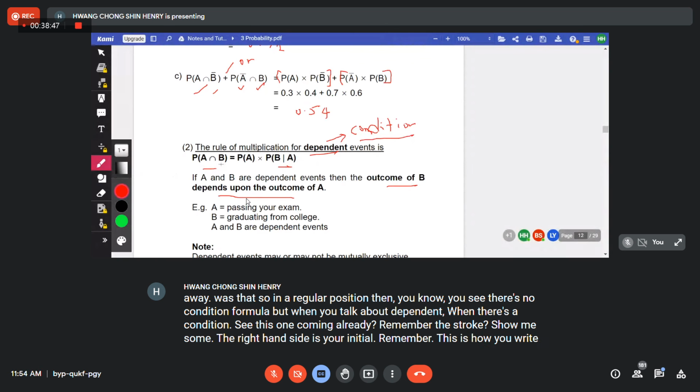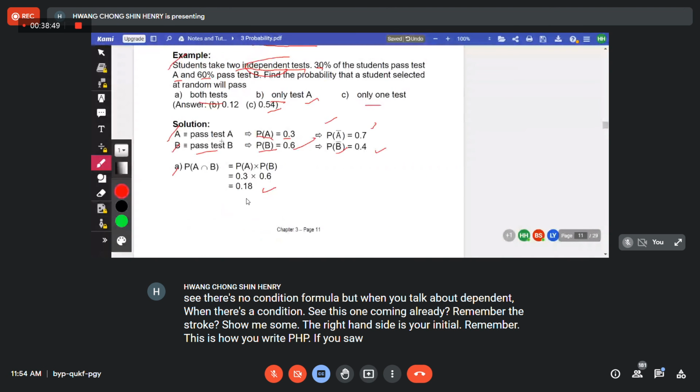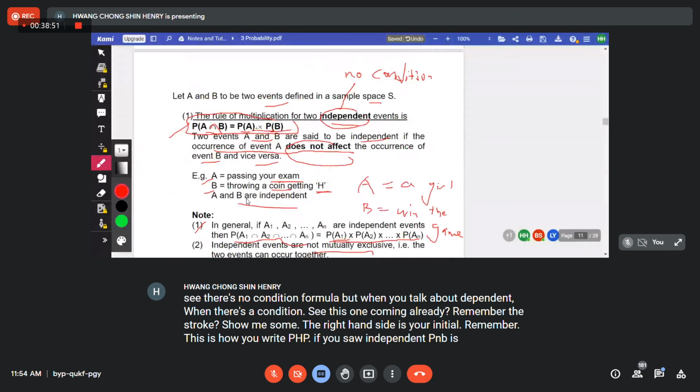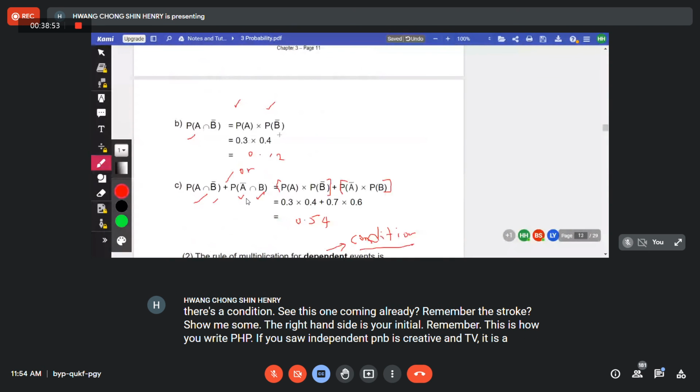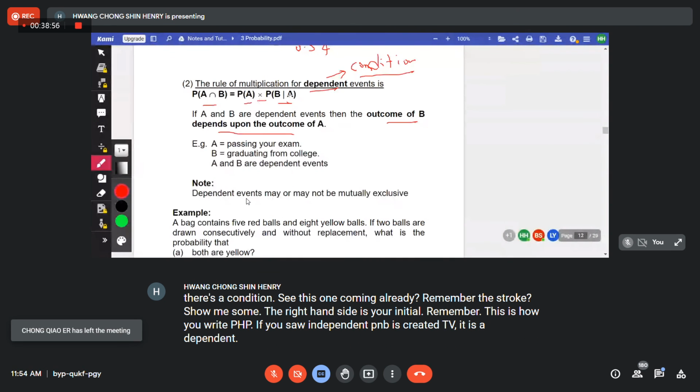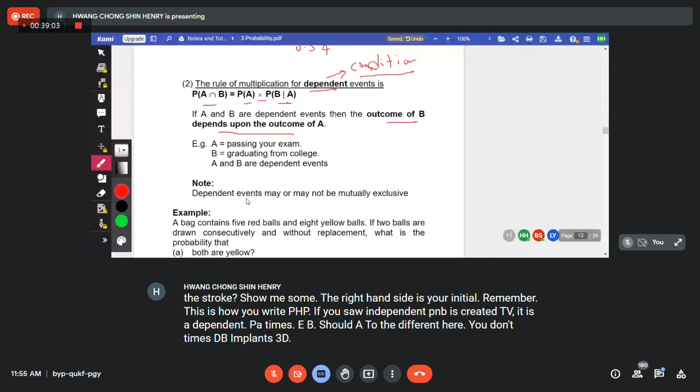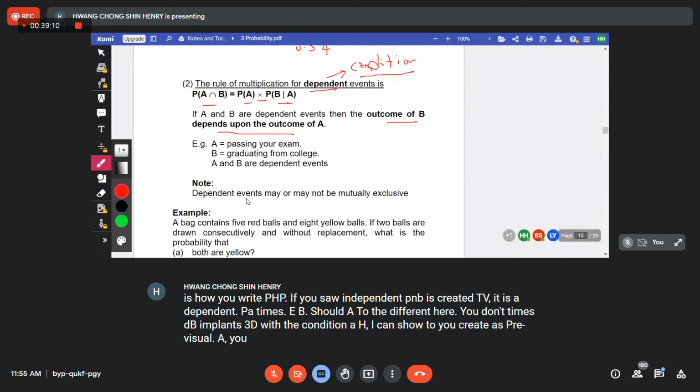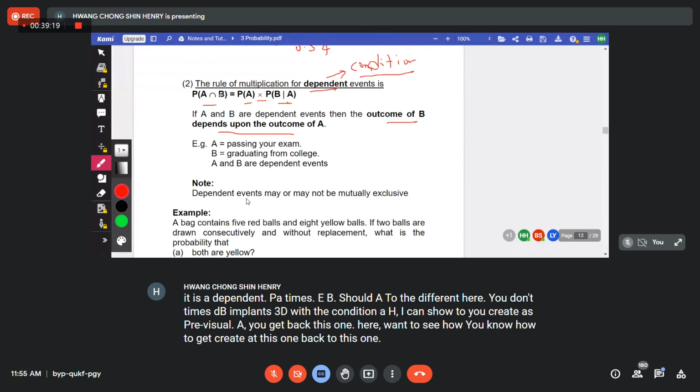Remember? This is how you write. PA and B. If it's independent, PA and B is PA times PB. If it's dependent, PA times PB stroke A. See the difference here? You don't times PB, you times PB with the condition A. Now, I can show to you PA times PB stroke A, you get back this one, PA and B. You want to see how?